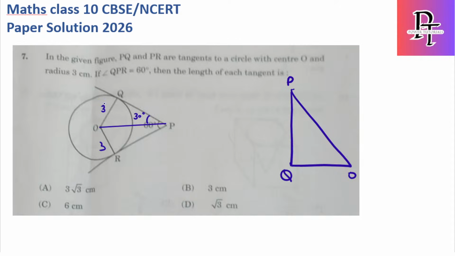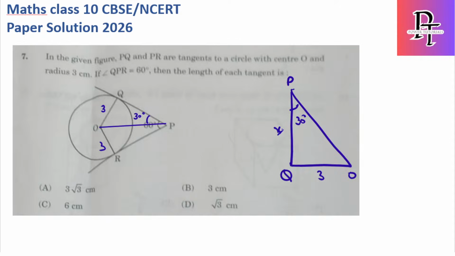OPQ I have written. QPO is 30. So this is 30. OQ is nothing but radius, which is 3. They are asking the length of tangent. Well, length of tangent is PQ. PQ is X. I will write it here, and let's do it.